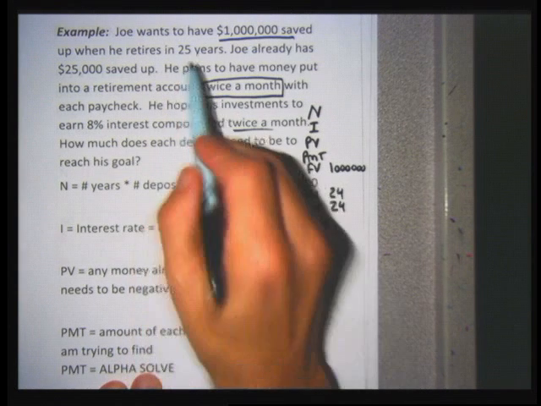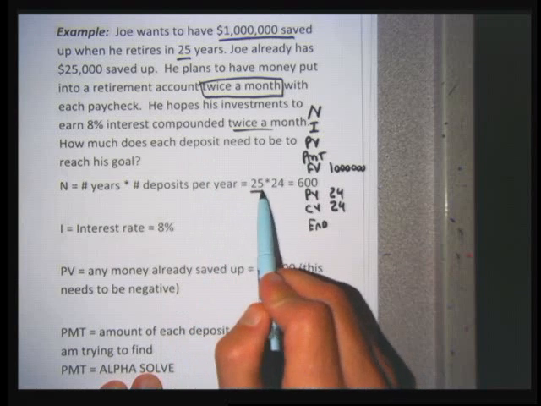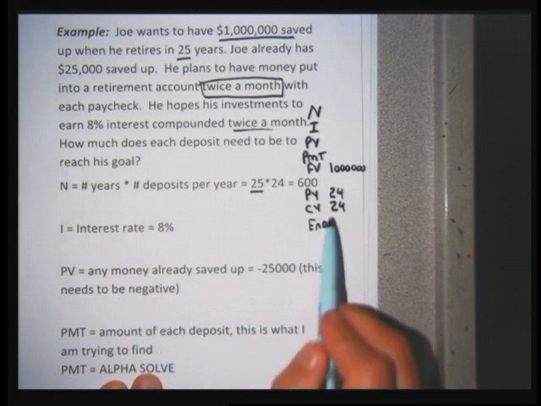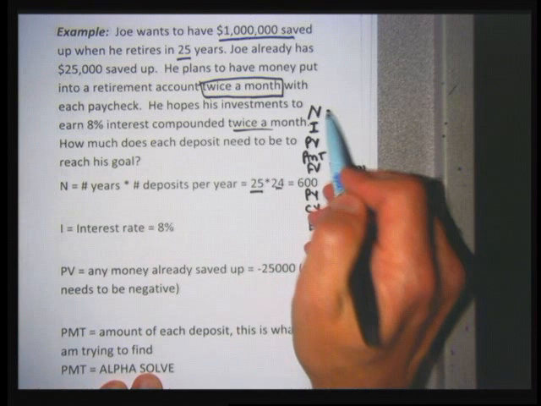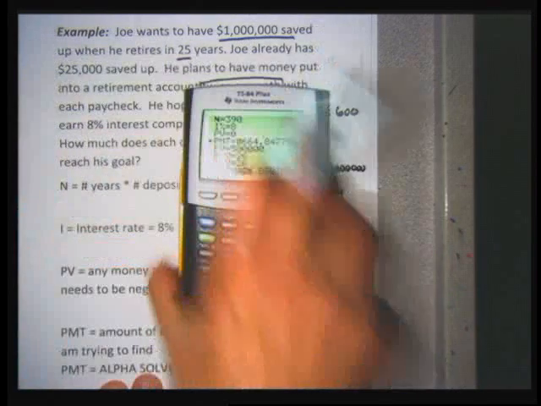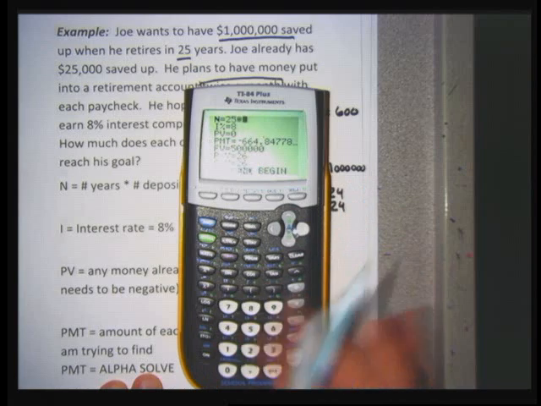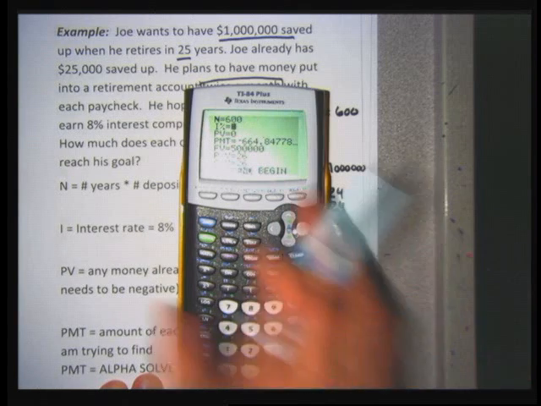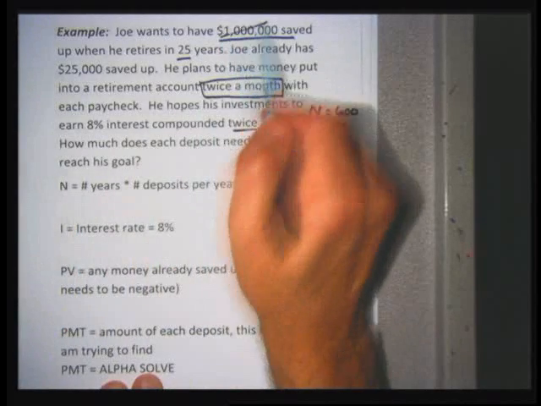The next amount I see is 25, and that helps me find the N. The N is going to be the 25 years times the PY, which is 24. Apparently 25 times 24 is 600. Again, it's easiest just to scroll up to the N to do that computation. So I can just go to the N and go 25 times 24 and get the 600 that I need.